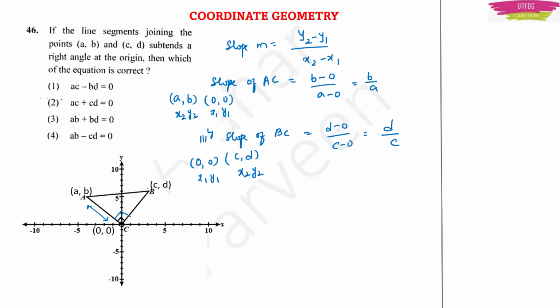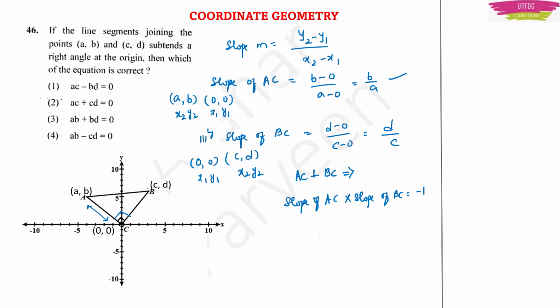So there is one condition for perpendicular slopes. If the slopes of two lines are taken and those two lines are perpendicular to each other, then, I'll write it, AC is perpendicular to BC means slope of AC multiplied by slope of BC will be equal to minus 1. Okay. Now what is the slope of AC?